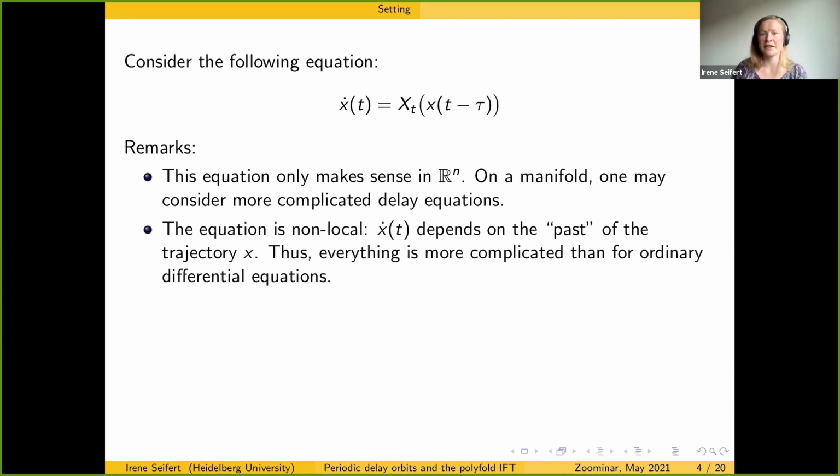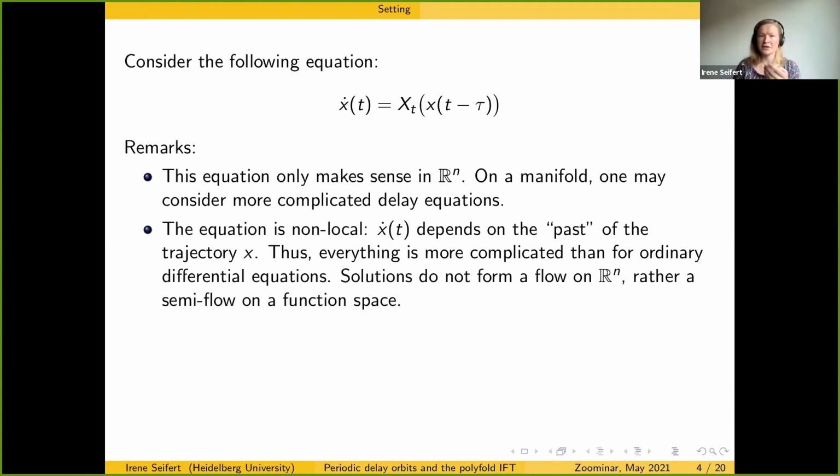Second thing is, this is really non-local. So x dot of t does not depend only on x of t, but really on something which we'd call the past of the trajectory x. This makes everything a lot more complicated than for ordinary differential equations. For example, the solutions of such an equation do not form a flow on R^n, because we cannot just start at a point and go where the vector field leads us. We have to know something about the history before, so this gives a semi-flow on a function space.